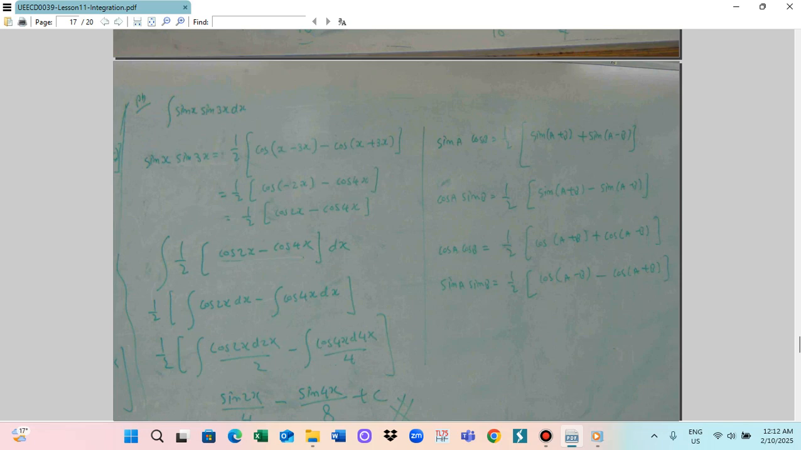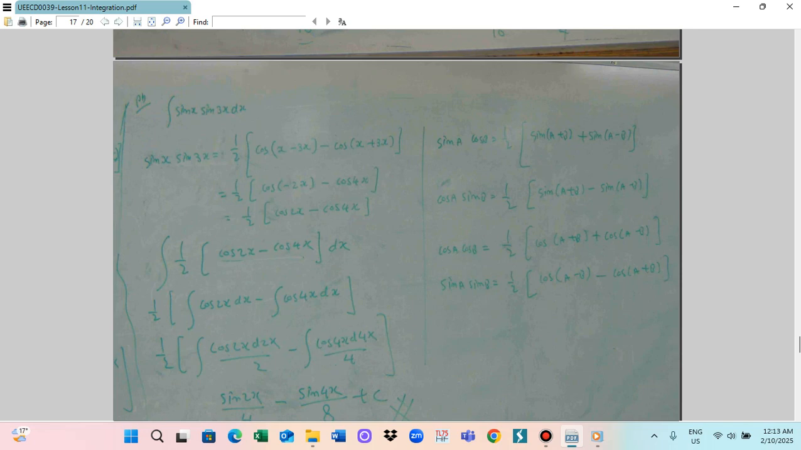Okay, another one is sin 8A and sin 3A. So for sin 3A we use the formula: sin A sin B is equal to half into cos A minus B minus cos A plus B. So A is similar to 8A, B is similar to 3A. So we substitute here. So sin 8A sin 3A equal to half into cos 8A minus 3A minus cos 8A plus 3A.